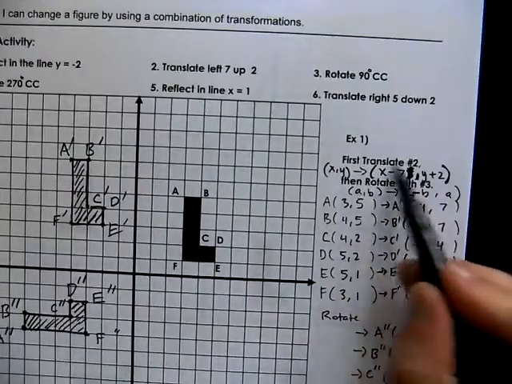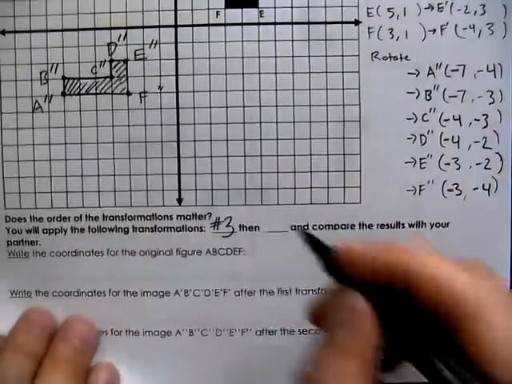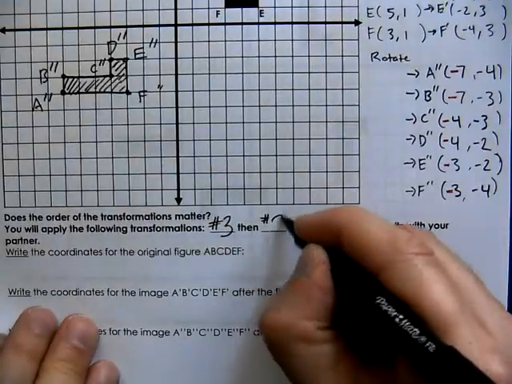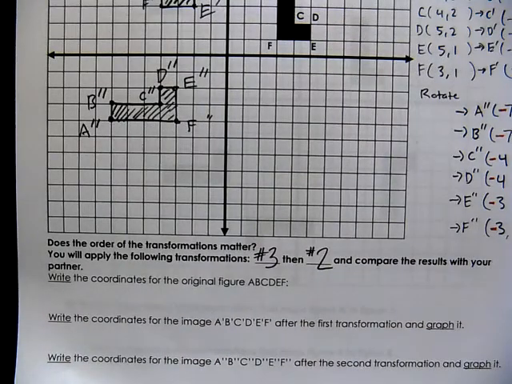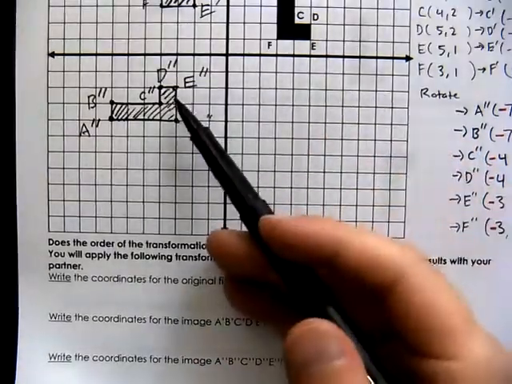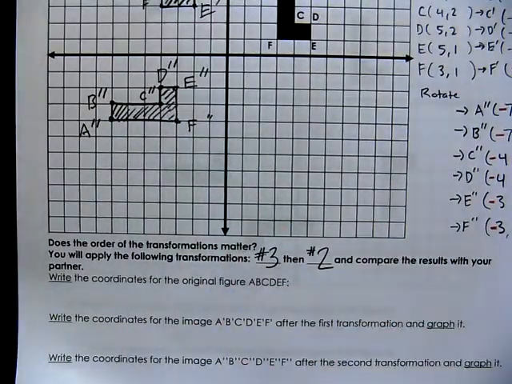Then you'll take that result and you'll translate it using option 2. So it's the exact same rules. We're just switching the order around, and the big question is, does the order of the transformations matter? Will we end up in a different place, or will we end up in the same result, same location, which would indicate that the order does not matter? So think about that first. What do you think is going to happen?